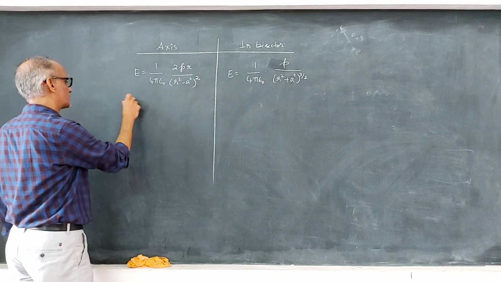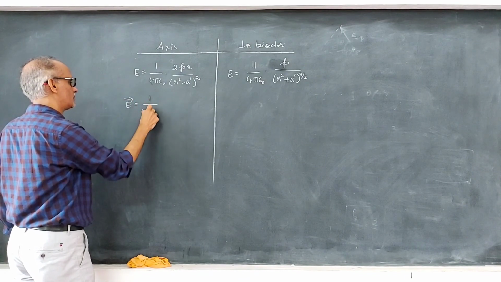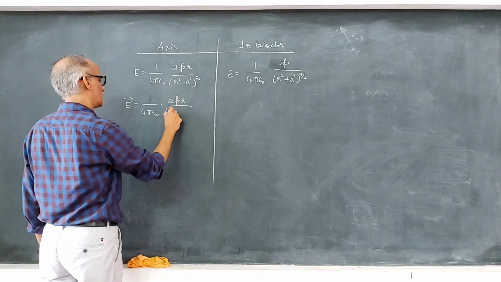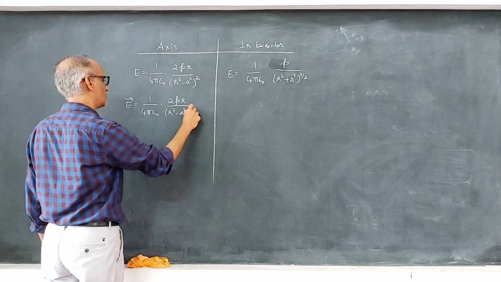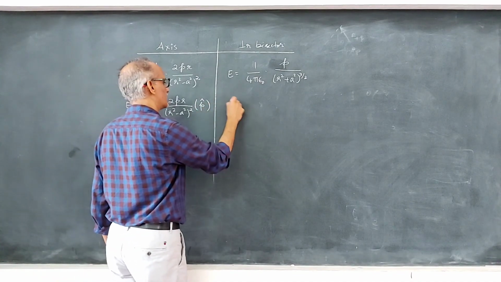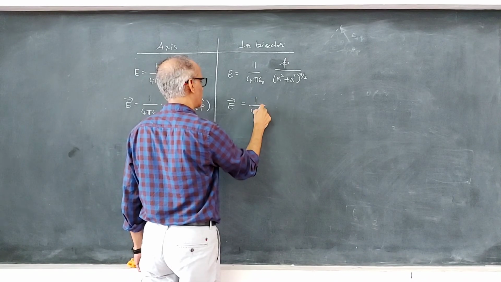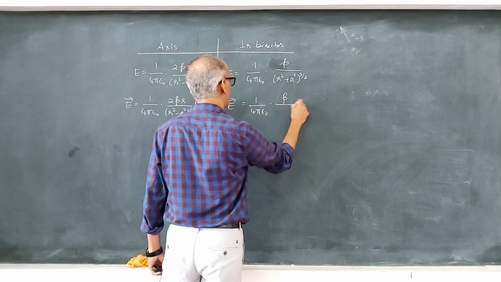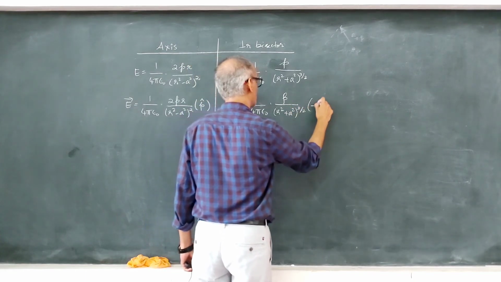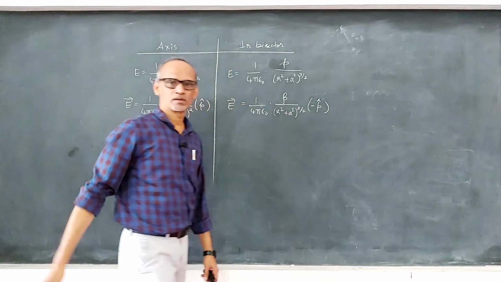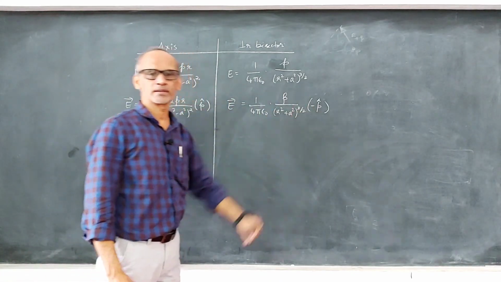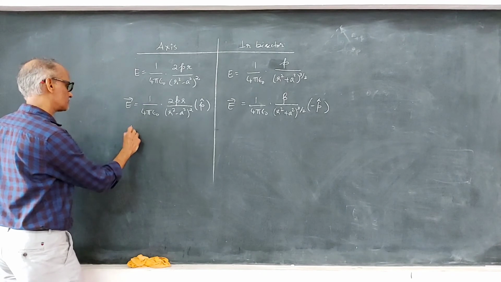If you want to write in vector form, vector E is equal to 1 by 4 pi epsilon naught, 2pr by r square minus a square the whole square, and then introduce a unit vector. Here vector E is equal to 1 by 4 pi epsilon naught, p by r square plus a square to the power 3 by 2, and then you have to introduce a negative sign because the electric field is in a direction opposite to that of the electric dipole moment. That's why it is minus.